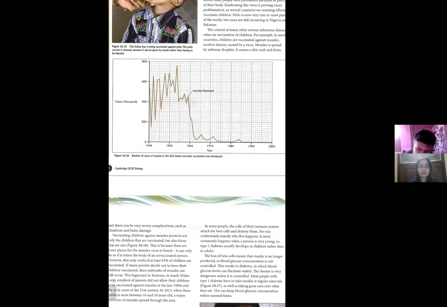Continuously increased until the population was vaccinated in 1964. The vaccine was licensed in 1963, so that means from 1964 they were vaccinated.